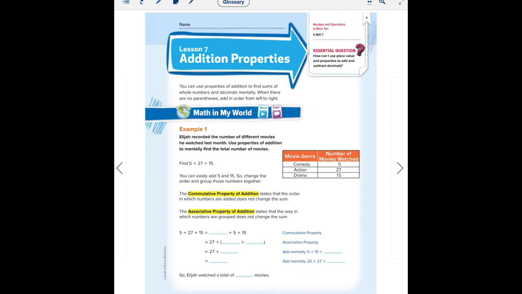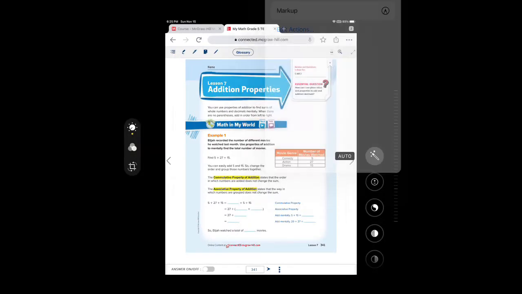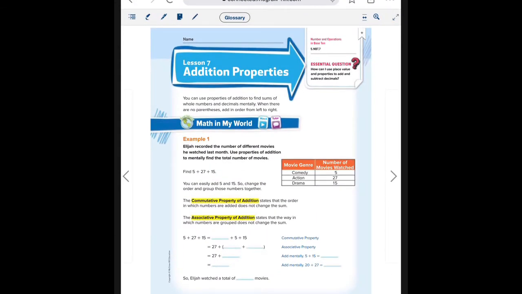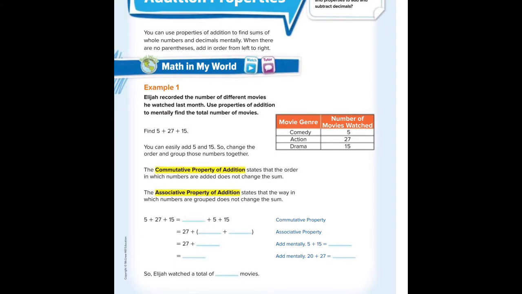Elijah recorded the number of different movies he watched last month. Use the properties of addition to mentally find the total number of movies. Find 5 plus 27 plus 15. Let me get my markup pen going on here. You can easily add 5 and 15 together. So change the order and group the numbers together. That is what we're going to talk about in the commutative property.